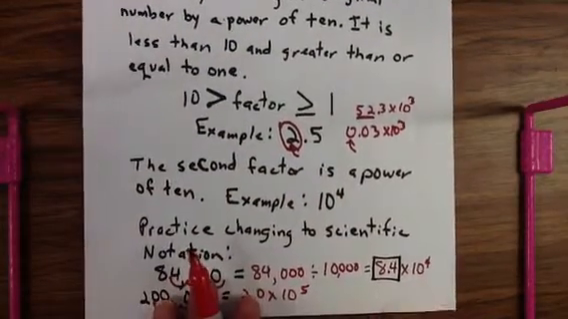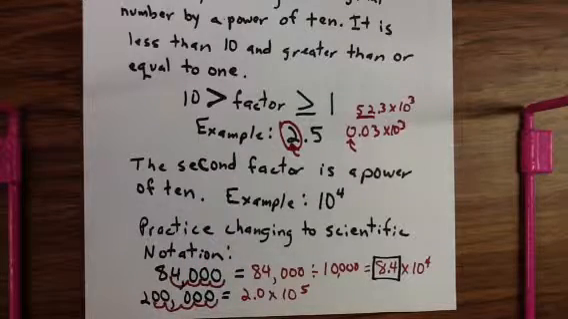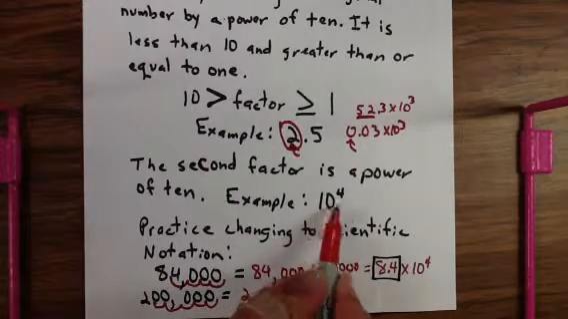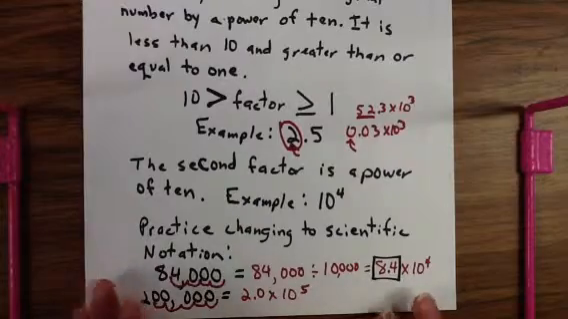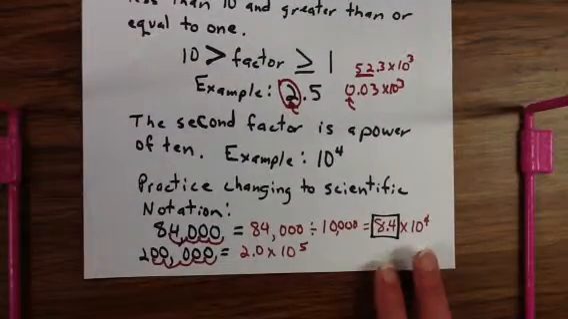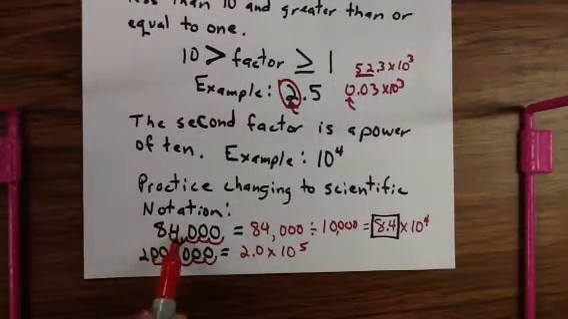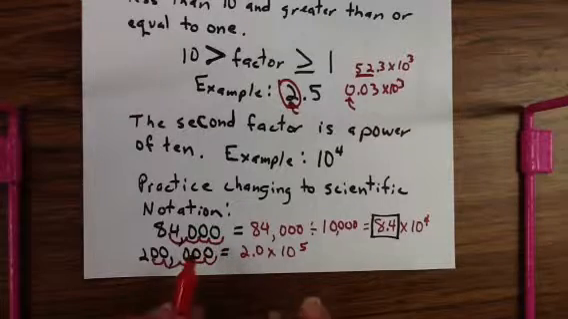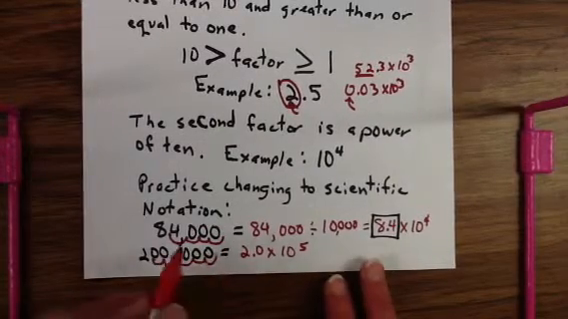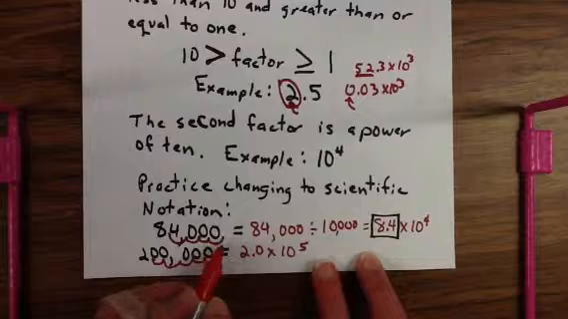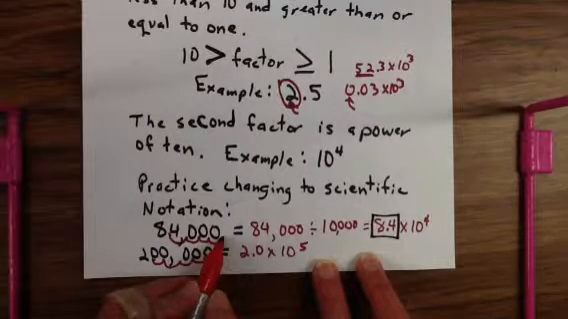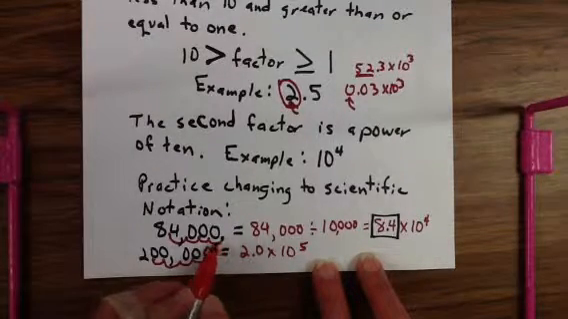Now, the second factor is a power of 10. So, for example, 10 to the fourth. All right, let's look at some practice problems here. If I have 84,000, notice to change it to scientific notation, well, one way is to move the decimal, which is really a form of division.